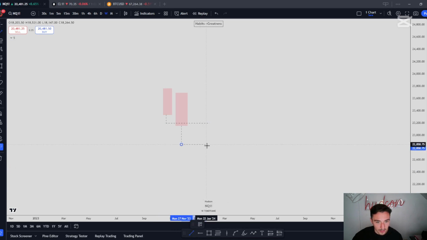My eyes go to this candle. This candle takes it, but closes back inside of this candle's range. My eyes go to mean threshold and the high of this candle, right? This is all you have to do, right?